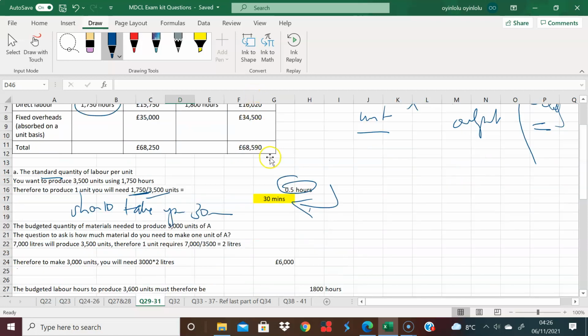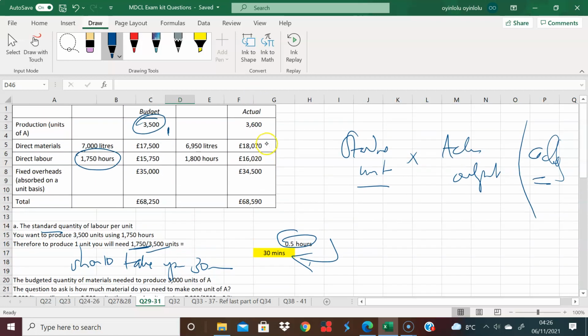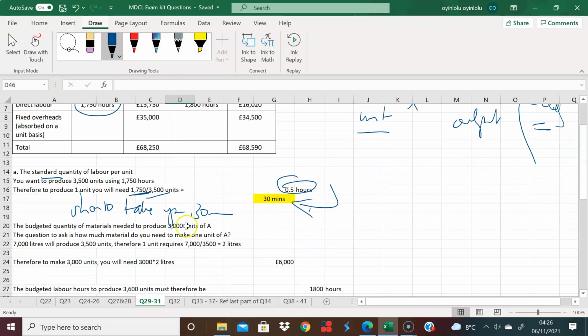Let's look at materials. I'm just walking through this standard list. The question is: how much material do you need to make one unit of A? Well, 7,000 liters will produce 3,500 units, and therefore one unit requires 7,000 divided by 3,500, which is 2 liters.